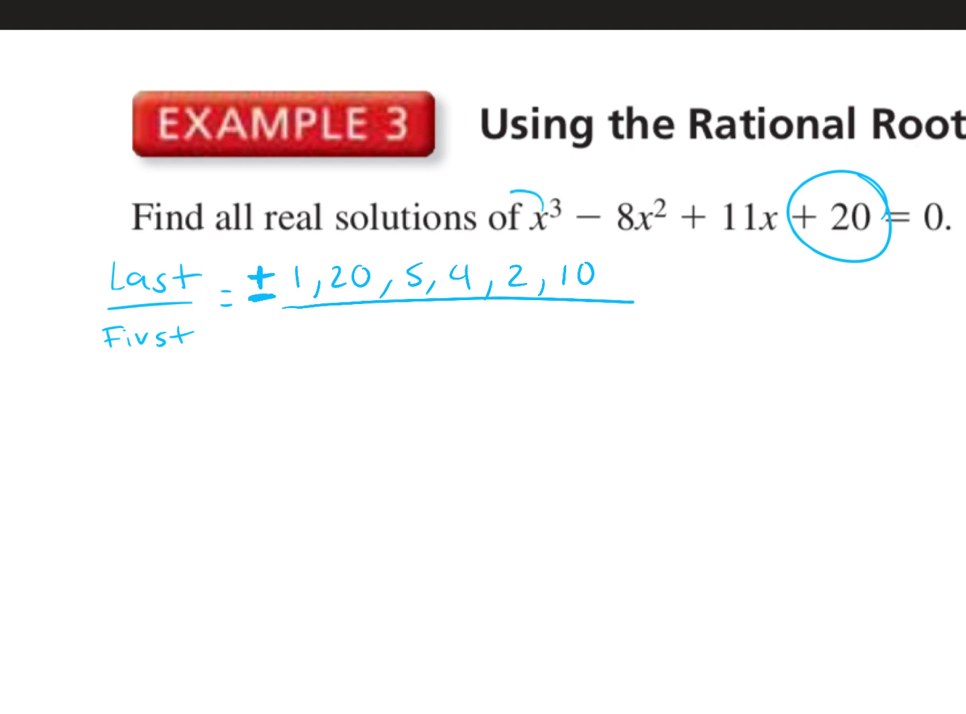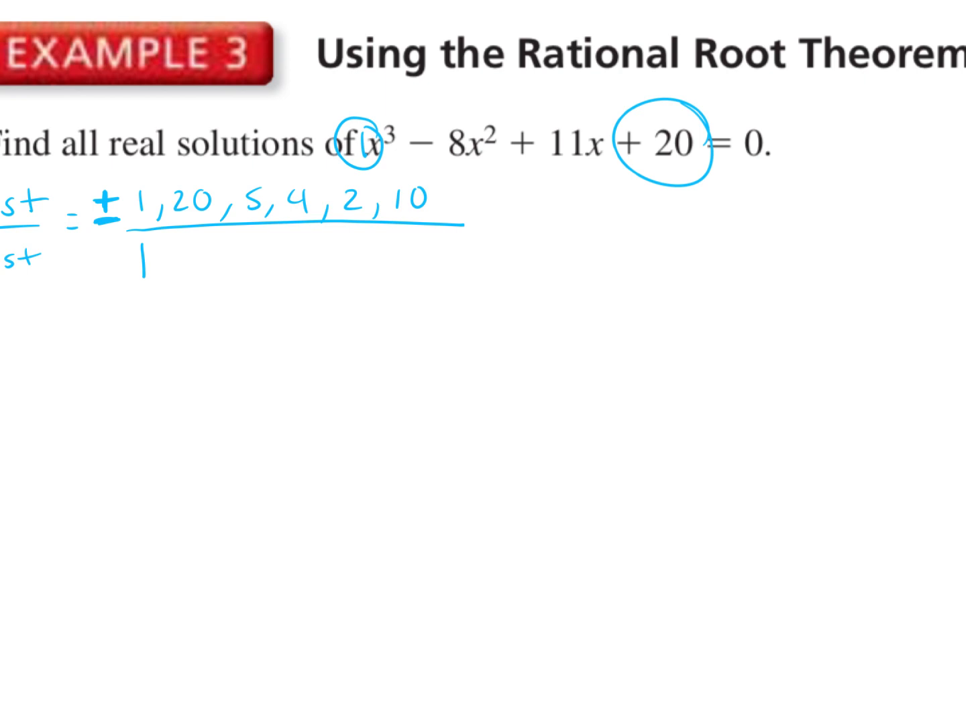What are our factors of the first term? Just 1. 1 and 1, which is just 1. So all of these are just whole numbers, because it would be like 1 over 1, 20 over 1, 5 over 1, 4 over 1, 2 over 1, 10 over 1, which are just the whole numbers. So these are possible solutions. Now to test and see if it's an actual solution, we have to use synthetic division.